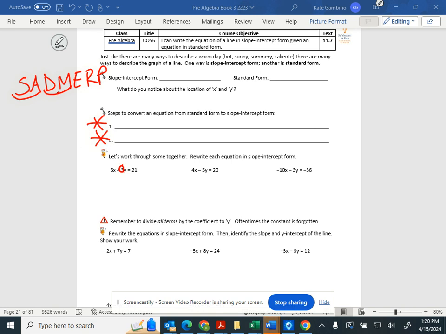Then it'll be in the y-intercept form. y equals mx plus b. It must look like that. y equals mx plus b. The final answer must be in that form.